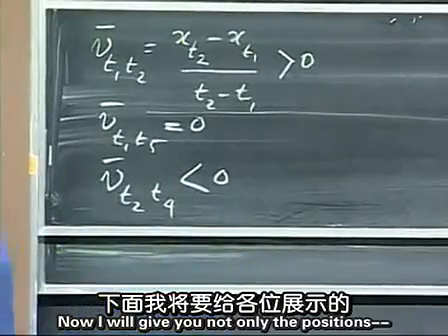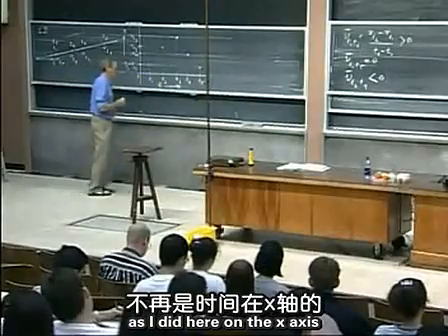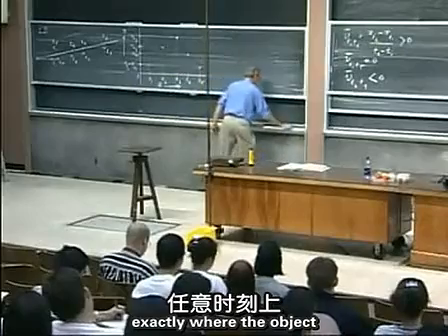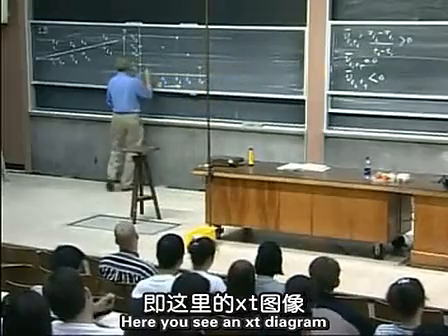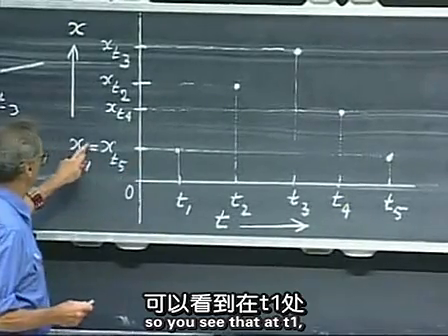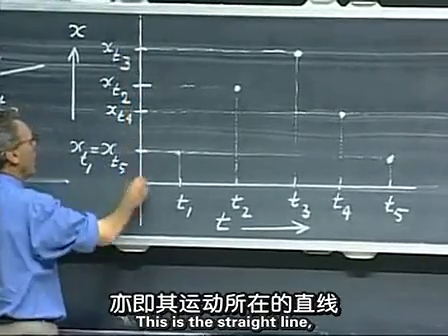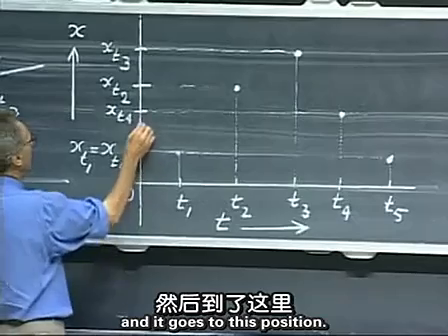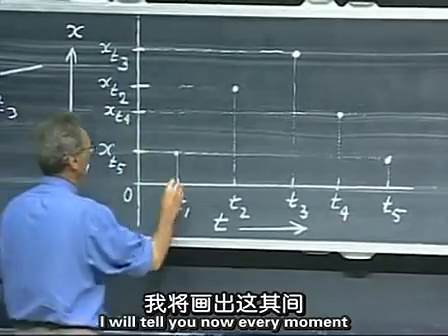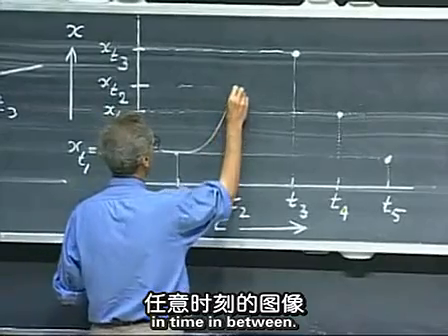Now I will give you not only the positions as I did here on the x-axis at discrete moments in time, but I'm going to tell you exactly where the object is at any moment in time. Here you see an x-t diagram. So you see that at t1 the object is at position x(t1). This is the road of the object. This is the straight line where it's moving. It starts here and it goes to this position. It goes to this one, it comes back to t4 and it comes back here. I will tell you now every moment in time in between.